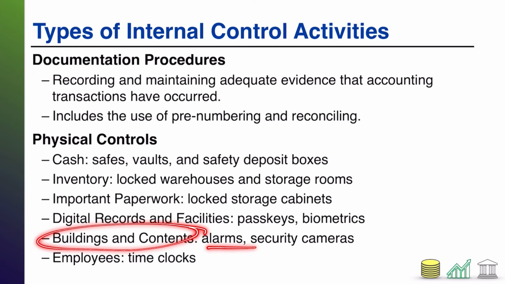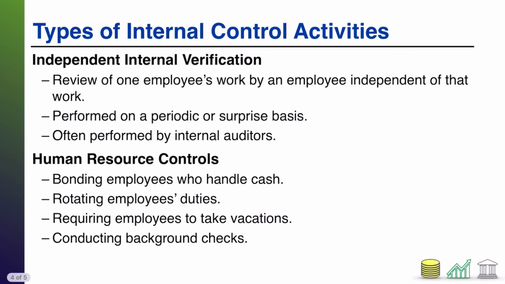Buildings and contents, alarms, security cameras, even your employees, physical time clocks for them to check in and out. All of these are considered physical controls to safeguard the assets and record keeping of the company. All right, that brings us to our last two.